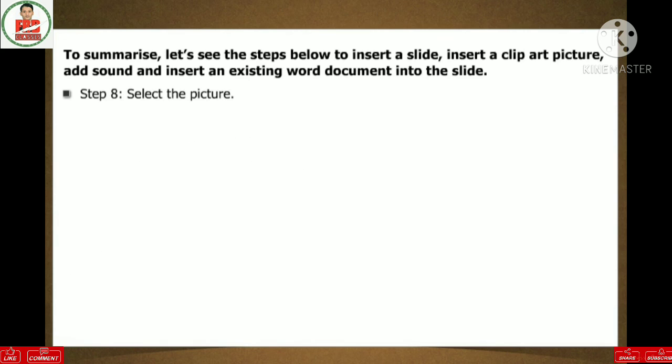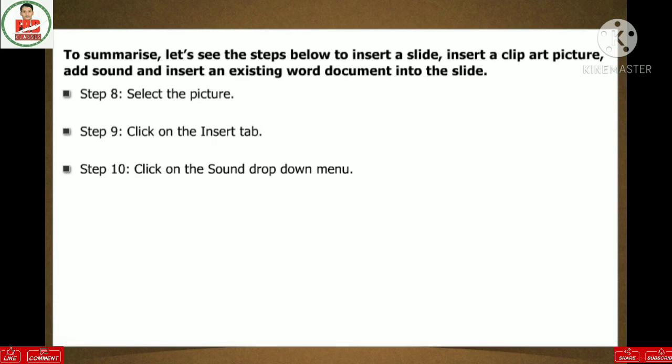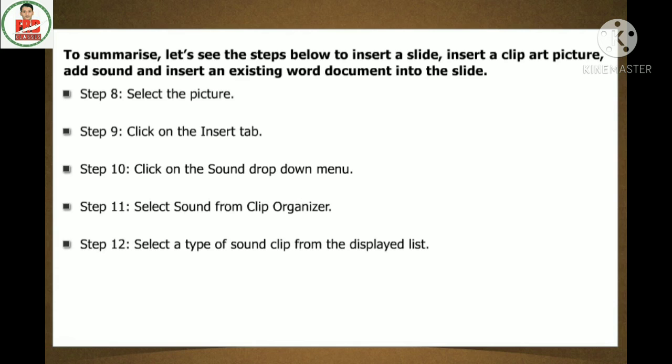Step 8. Select the picture. Step 9. Click on the Insert tab. Step 10. Click on the Sound drop-down menu. Step 11. Select Sound from Clip Organizer. Step 12. Select a type of sound clip from the displayed list. Step 13. Click on the Automatically button.